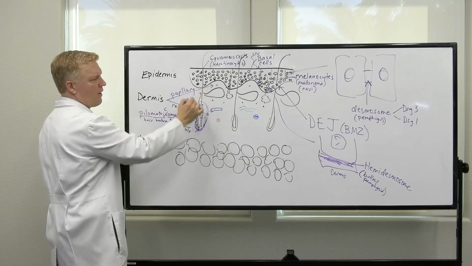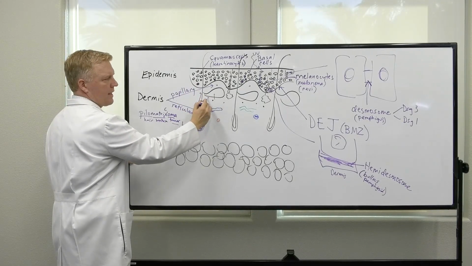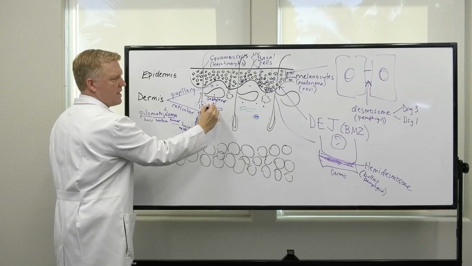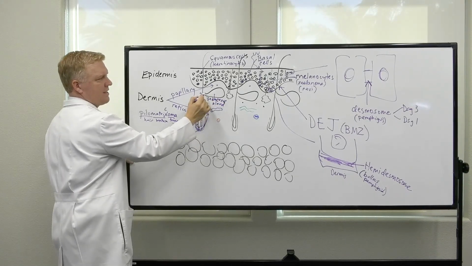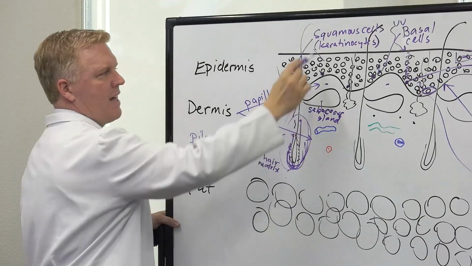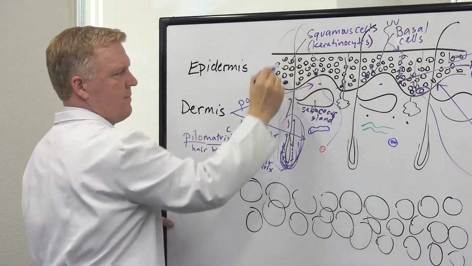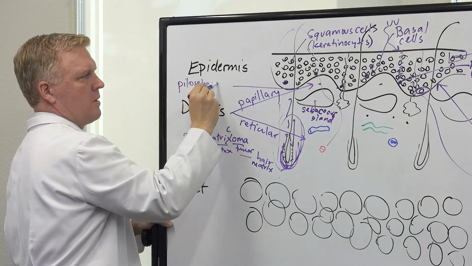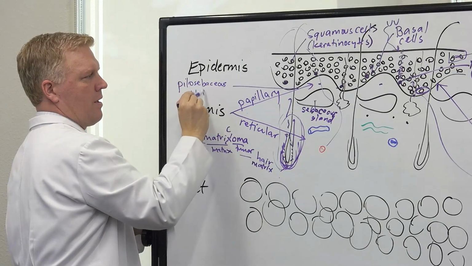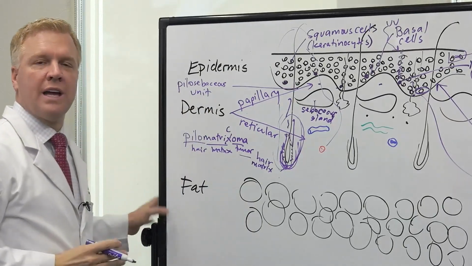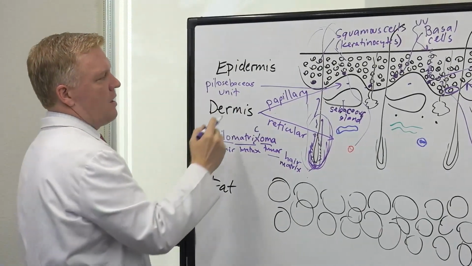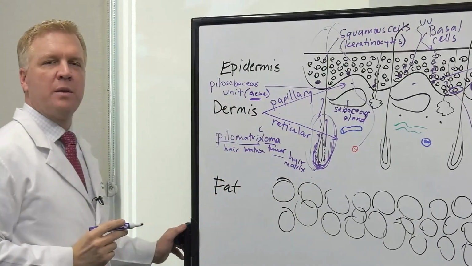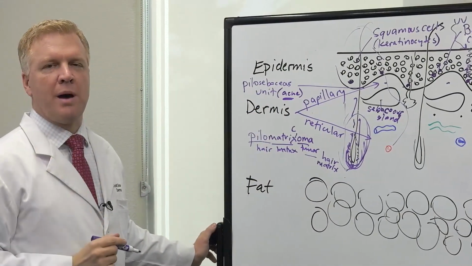We see that the hair follicle is connected to an oil gland, otherwise known as a sebaceous gland. A sebaceous gland is always connected to a hair follicle. Together, this apparatus is called a pilosebaceous unit, because hair follicles and oil glands always go together. For example, acne is a disease of the pilosebaceous unit, which we'll learn about in a different lecture.